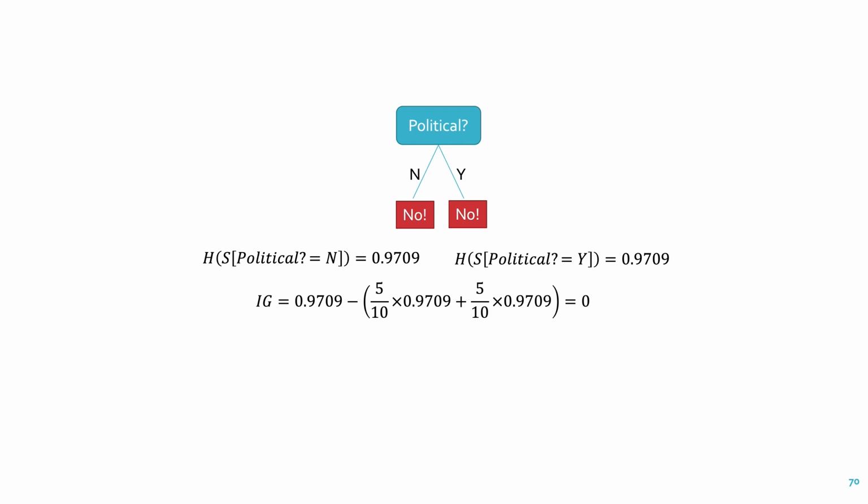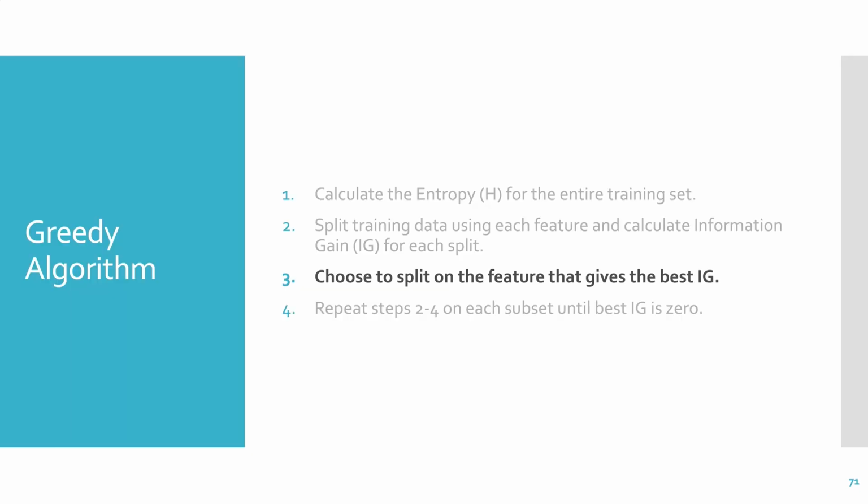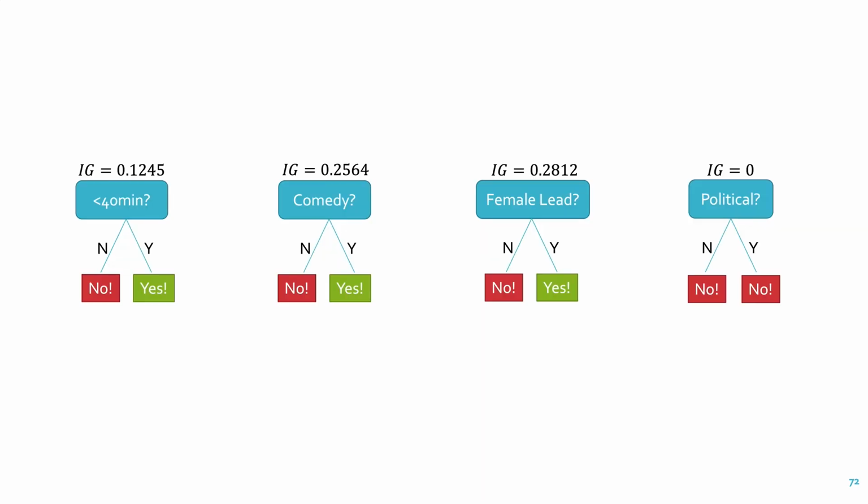Let's look at our options. We finished splitting the data on each feature, and now we need to choose the best feature to split on. Looking at all the features and their associated information gains, which one looks the best? Female lead looks the best, and that's what we should split on. It has the highest information gain, so we'll start with that.